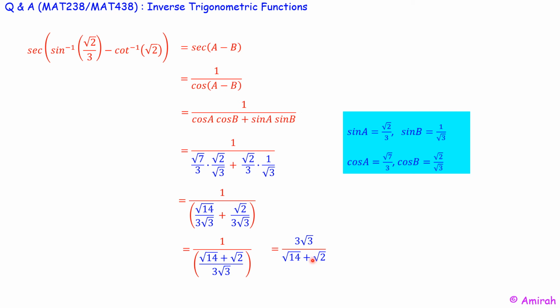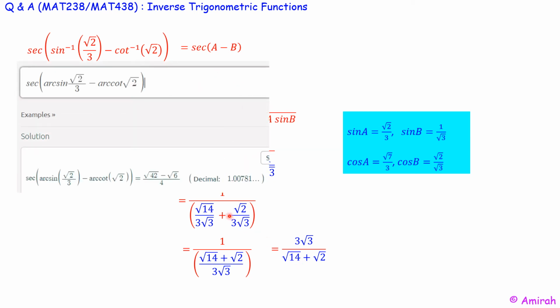Okay, how to check this answer, whether this answer is correct or wrong? Okay, let's say we use symbolab.com. Okay, this is the syntax for this question. Sec, and then inverse sine is arc sine, and then sqrt 2 over 3 minus arc cos sqrt 2, and after that we press enter, so we get this. Okay. Tapi nilai yang ni nampak macam tak serupa dengan yang ni. Okay, tapi dia ada bagi in terms of decimal.